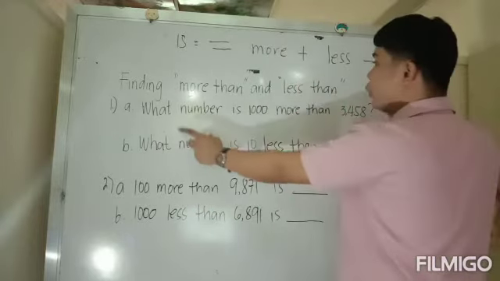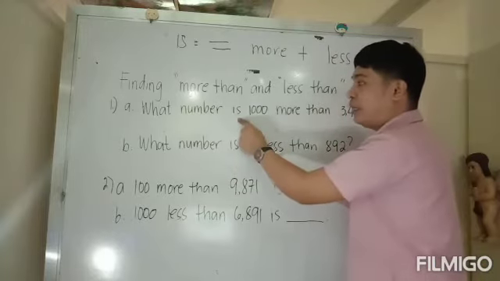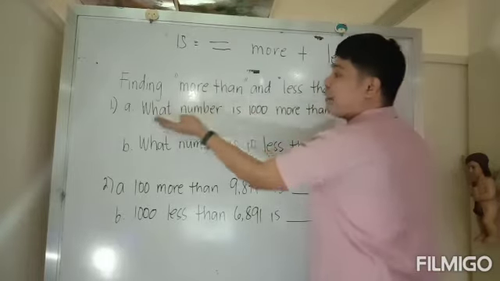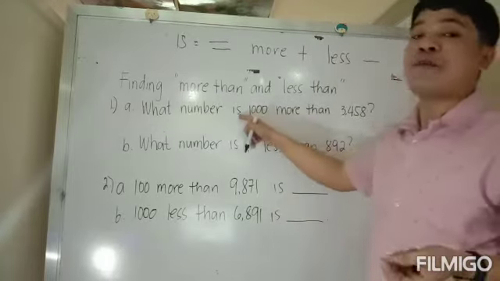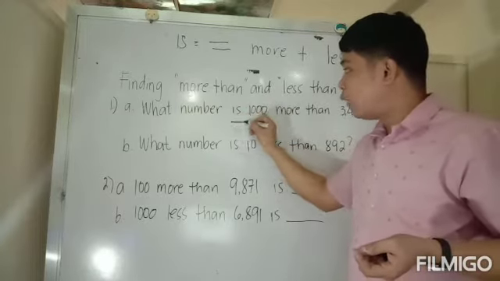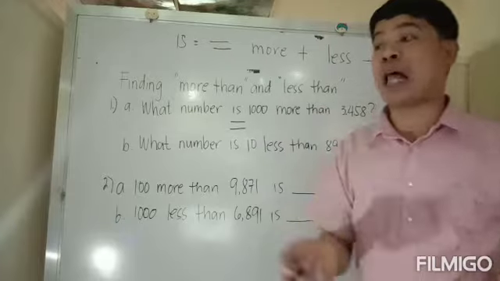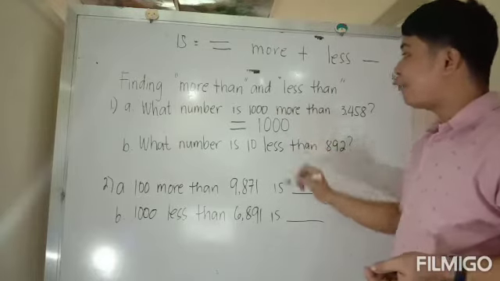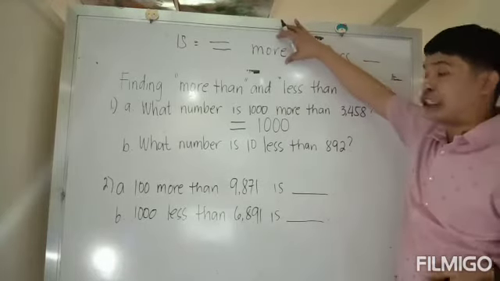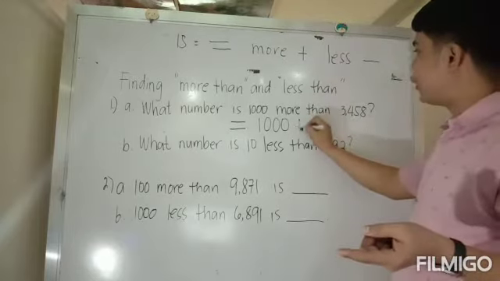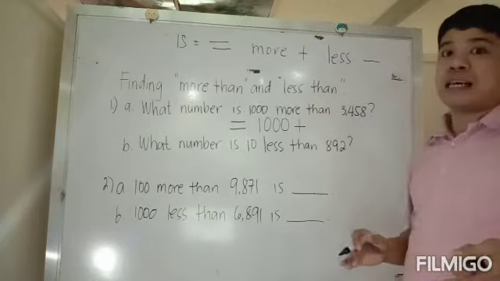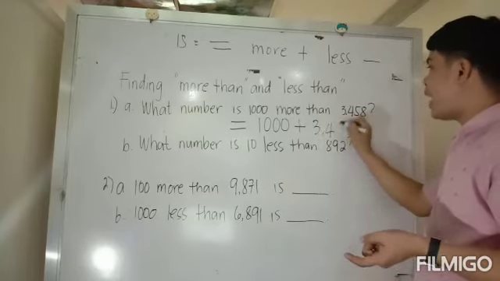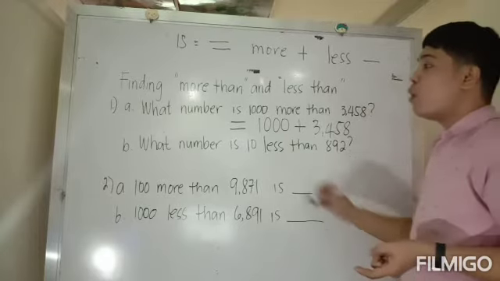So for this problem, you can see "is" is located on this part, after "what number." After identifying the "is," you will put there an equal sign, because when we say "is," that means equal. Then you copy the 1,000. And after that, "more," as I wrote here, means plus, so you write plus. Then you bring down or copy the 3,458.